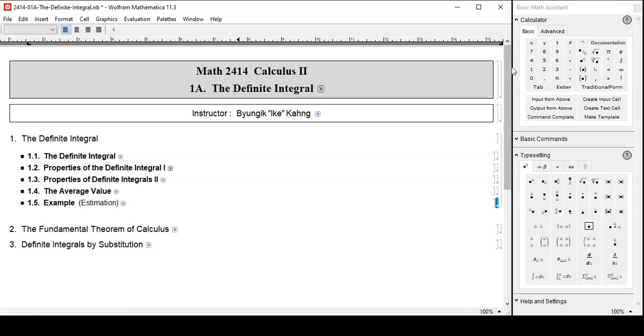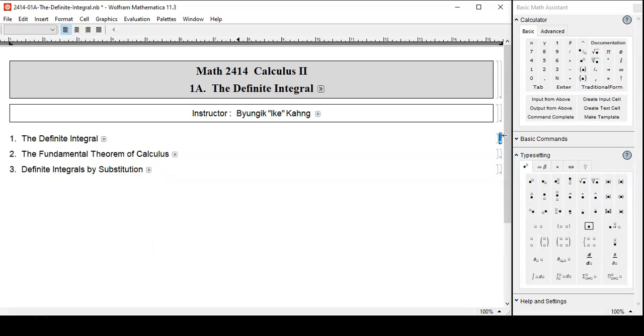So what did we talk about? The definite integral is signed area, and we did some estimation associated with it.